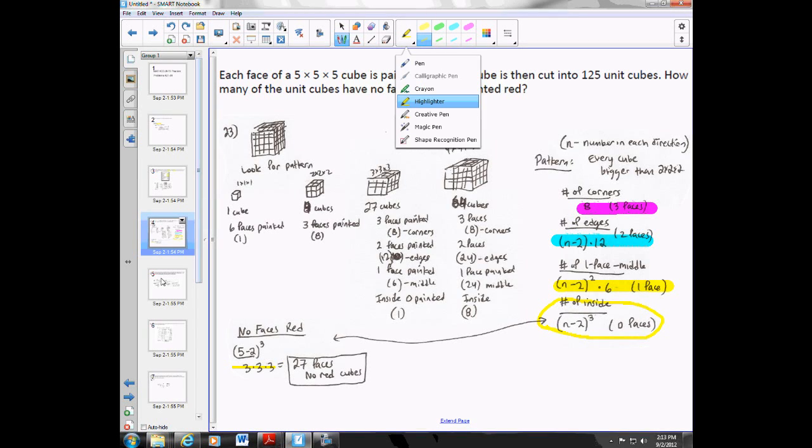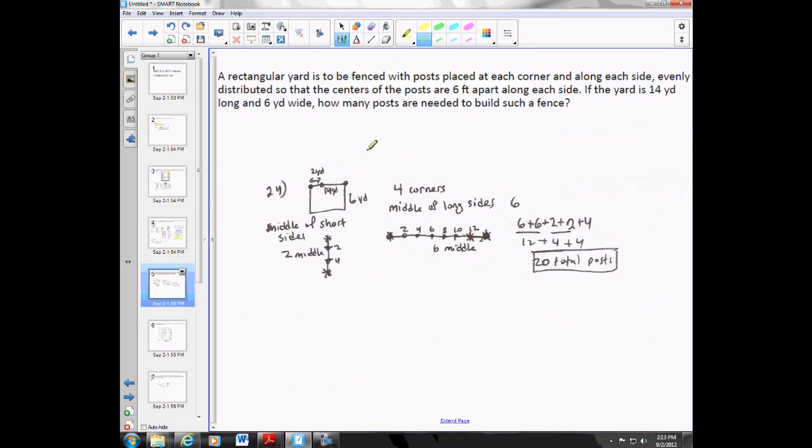All right, here's the next one. Here we have a rectangular yard that is fenced with posts placed at each corner, evenly distributed so the centers are 6 feet apart. If the yard is 14 yards long and 6 yards wide, how many posts?